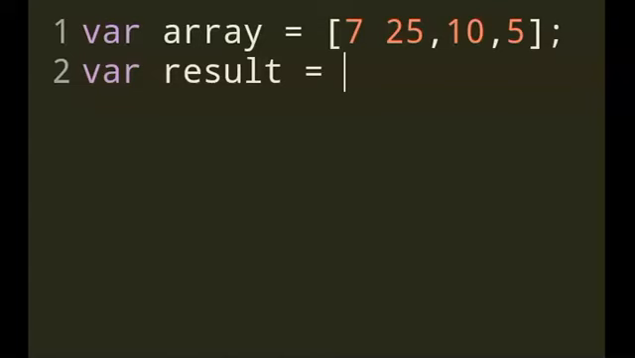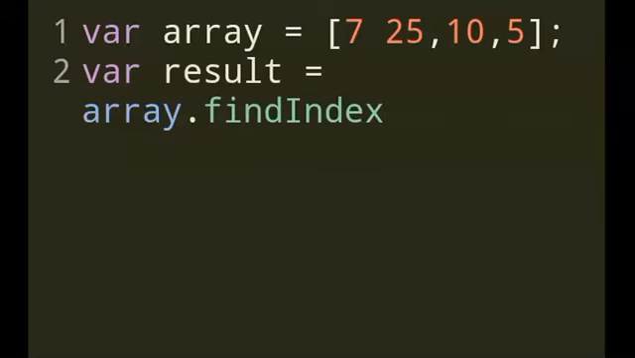First, the original array dot findIndex, then the parenthesis. Let's say in this case x, where x is any element, every element which is found in the array. So this method will be working upon each and every element found in the array. And what does it do?